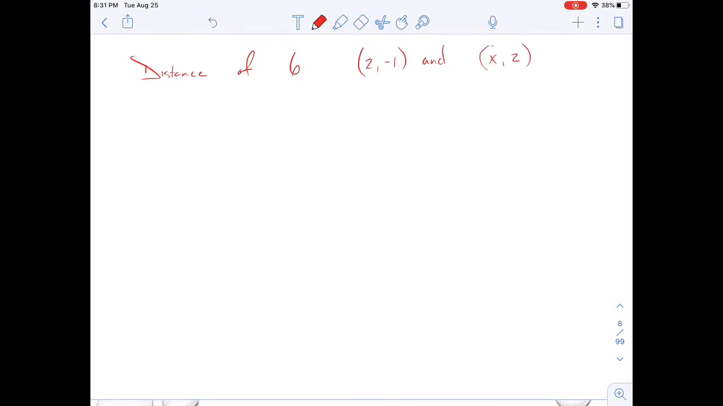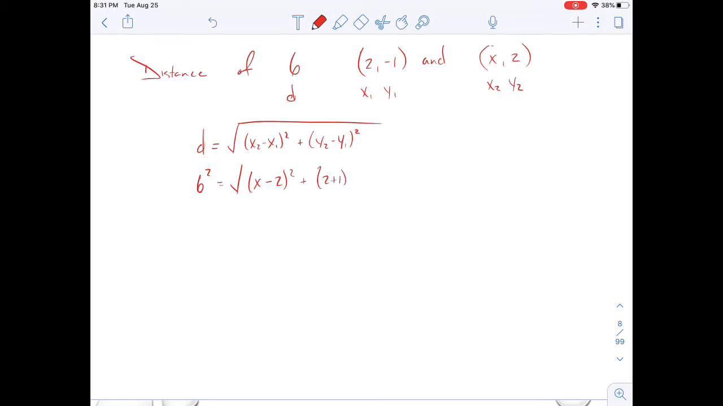Okay, so I'm going to take my distance formula. I'm going to label x1, y1, x2, y2, and I'm going to substitute into the distance formula d equals square root of x2 minus x1 squared plus y2 minus y1 squared. Right, so when I make that substitution, we're going to have 6 equals square root of x minus 2 quantity squared plus, let's see, we're going to have 2 minus negative 1, or 2 plus 1 squared.